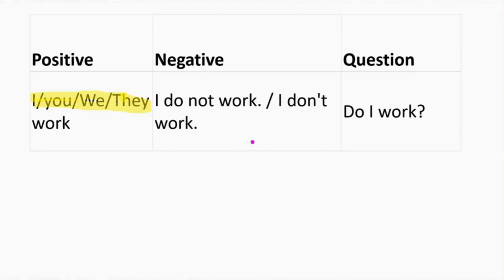If the subject is I, you, we, they, or a plural subject, then the base form of the verb is used in its original form. I work, you work, we work, they work. I don't work, you don't work, we don't work, they don't work. Do I work? Do you work? Do we work? Do they work? Do people work?